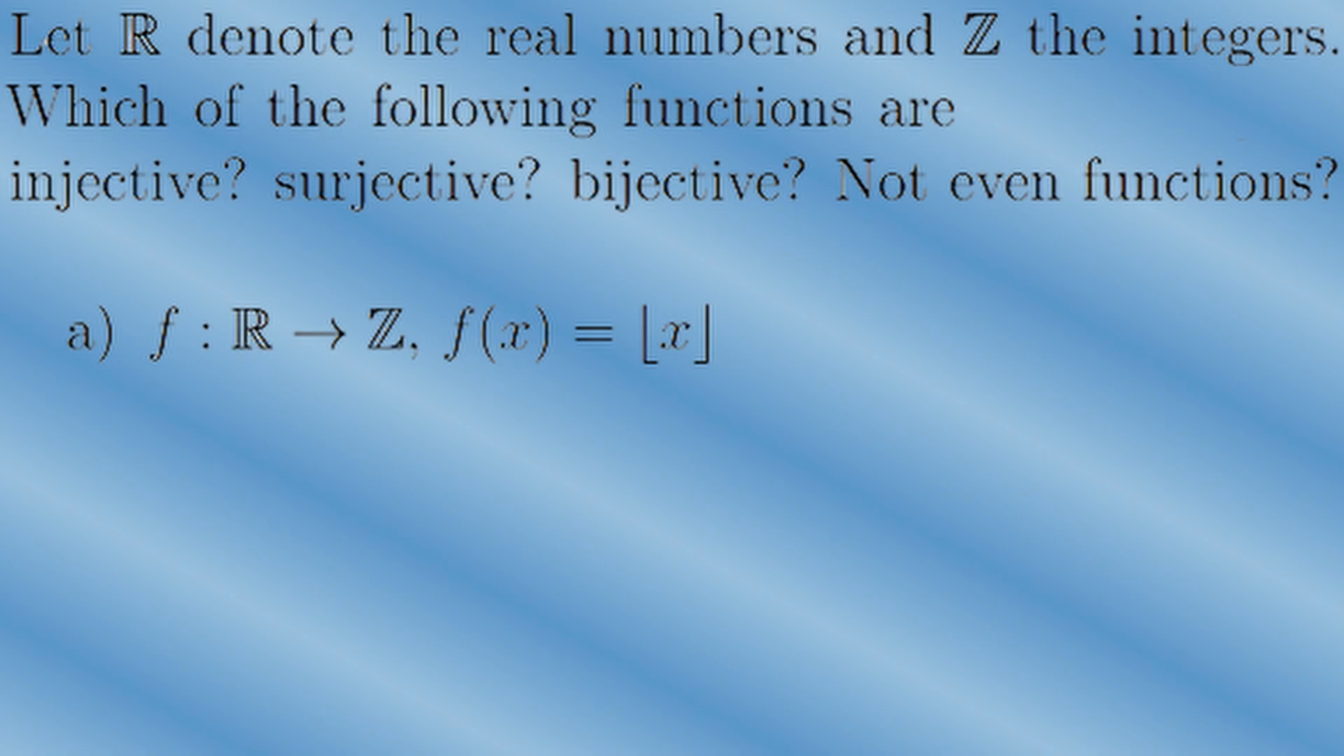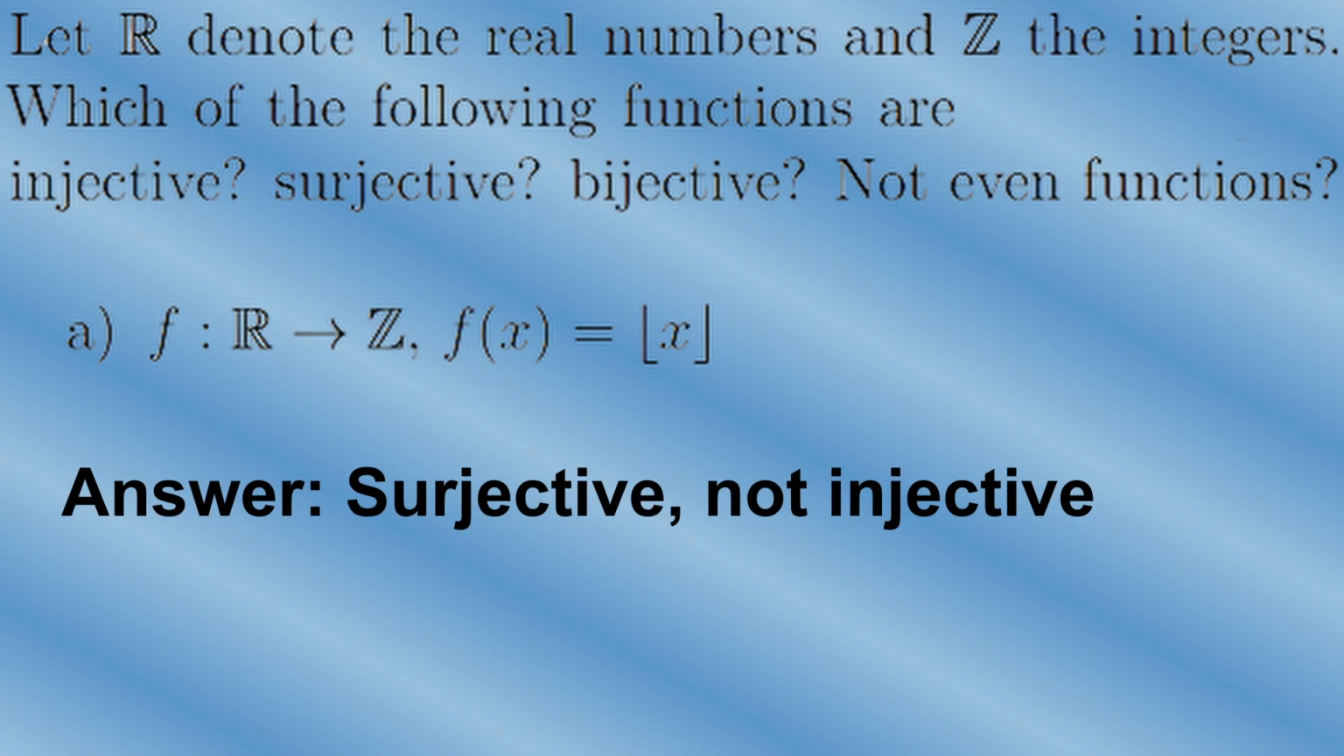Let R denote the real numbers, and Z the integers. Which of the following functions are injective, surjective, bijective, or not even a function? A: f is from R to Z, and f of x is the floor of x. The answer? It is surjective, but not injective, because 1.01 and 1 both lead to the same integer.